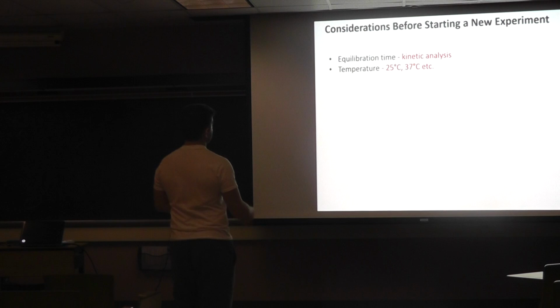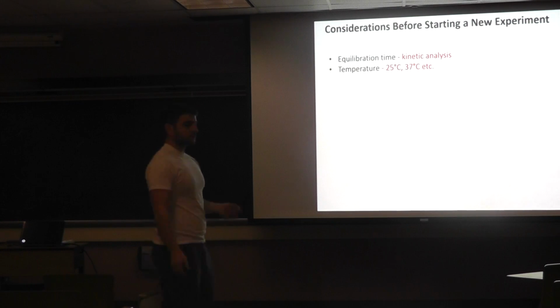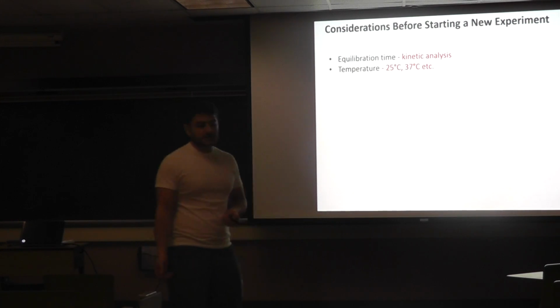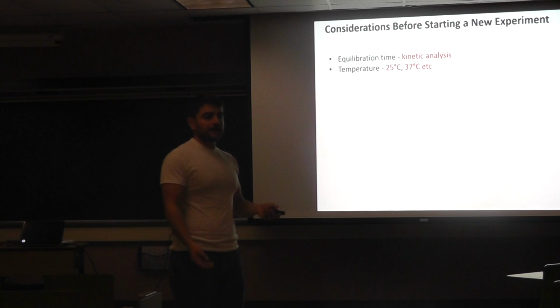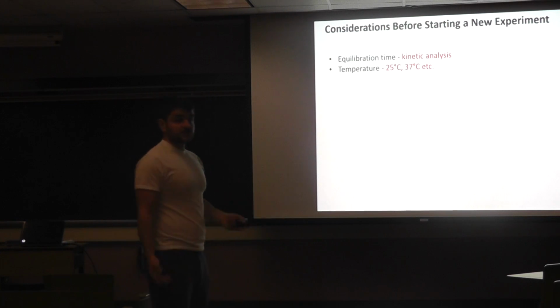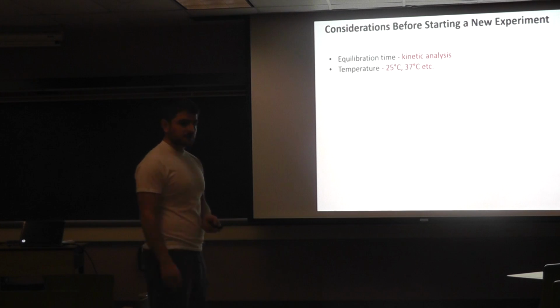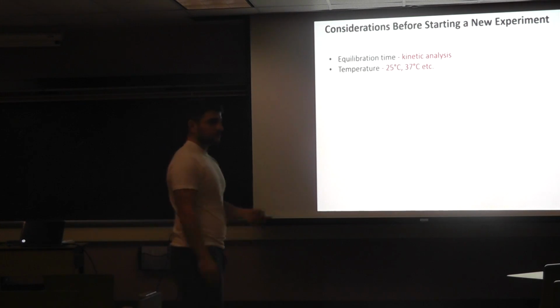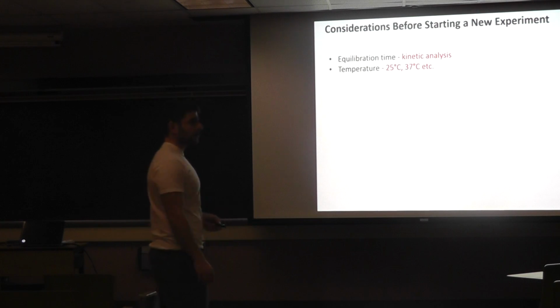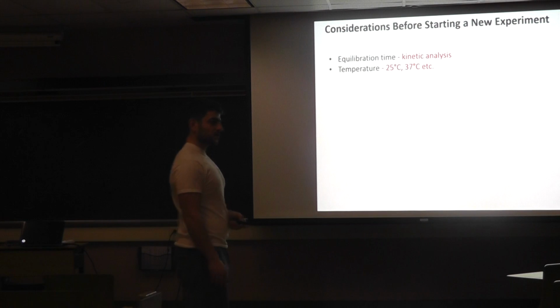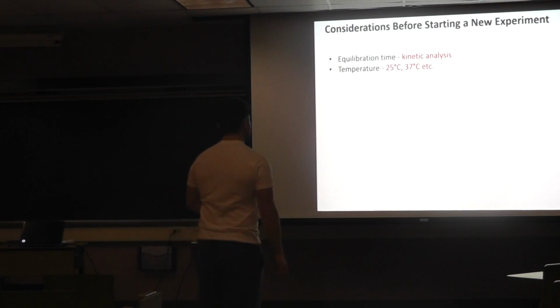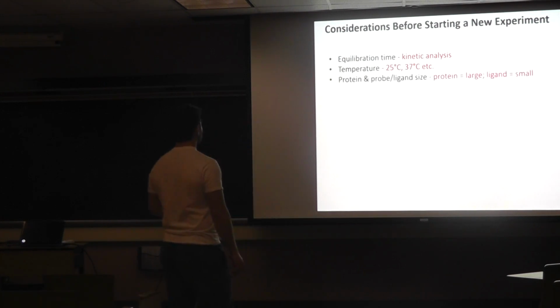Another one is temperature. Normally I do it at 25 degrees. In my case, I can do it at 37 as well, but I have done both and I don't see a change. So I keep it at the lower temperature just to keep everything stable, but there's no reason for it. If your experiment requires you to do it at 37, do it at 37. With this equipment, I think we can go up to 60 degrees Celsius, so you can choose whatever temperature is necessary.